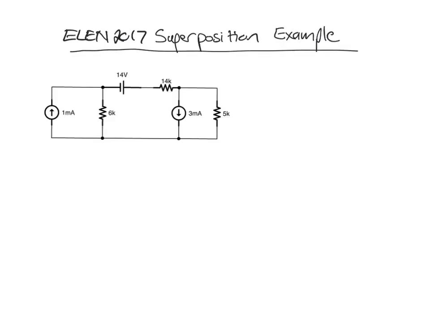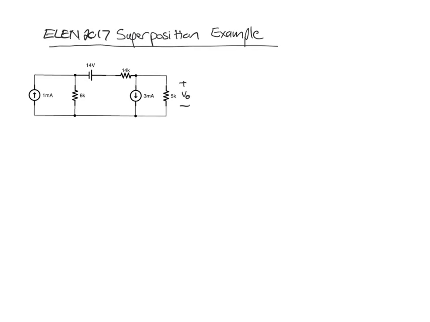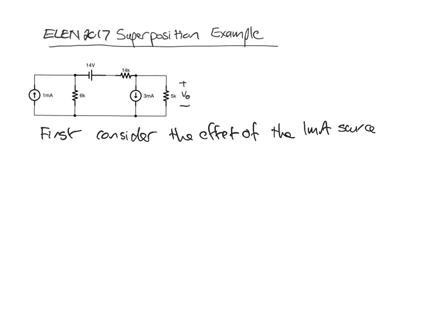Consider this circuit. In this circuit we have to find VO, which is over here, using superposition. So first we're going to consider the effect of the 1 milliamp source only. Remember that the principle of superposition is that we can consider the effect that each source has and then add them all together in the end.